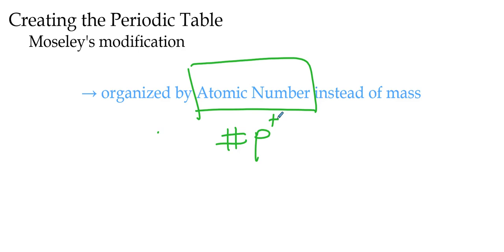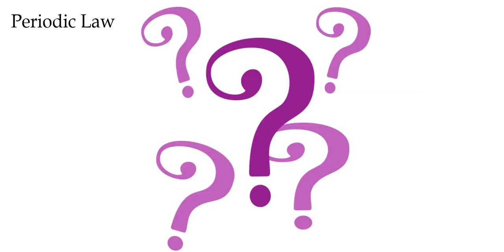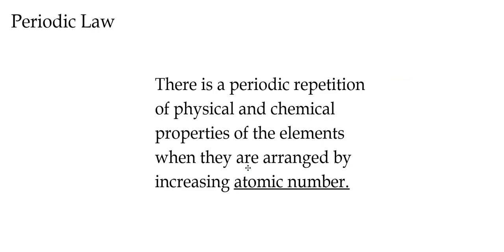So that is what our periodic law says. Our periodic law states that there is a periodic repetition of physical and chemical properties when you arrange the elements by increasing atomic number. So if we put them in order of atomic number and property, then we can look at a whole range of things. Physical properties are in common, chemical properties are in common. We got a lot of stuff going on.